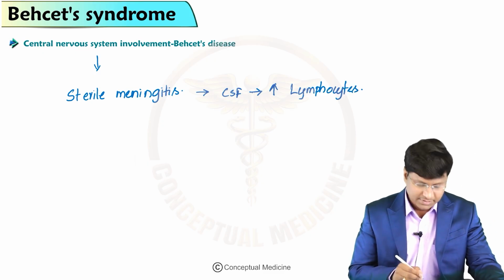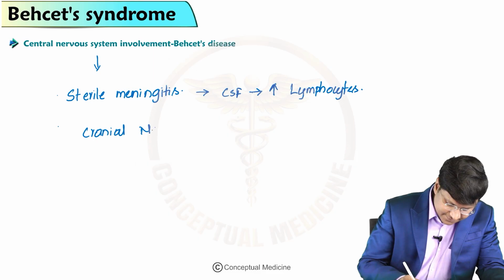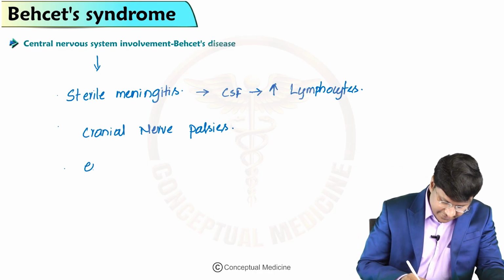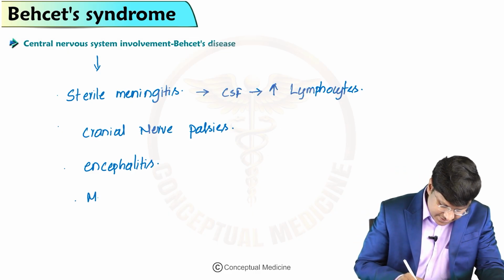Then another important central nervous system involvement will be in the form of cranial nerve palsies. And there can be inflammation of the brain parenchyma, which we call encephalitis. And there can be mental disturbances.